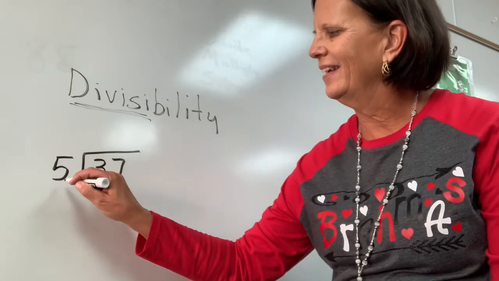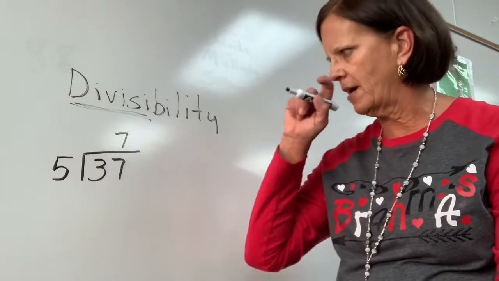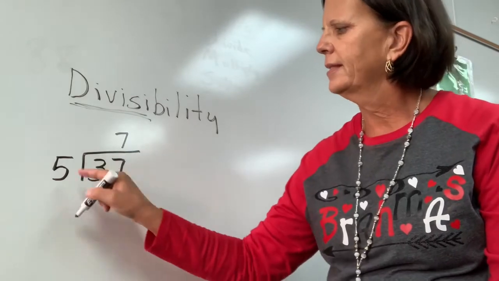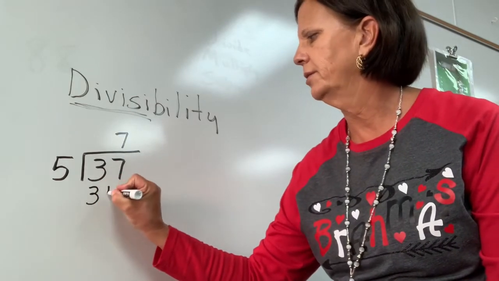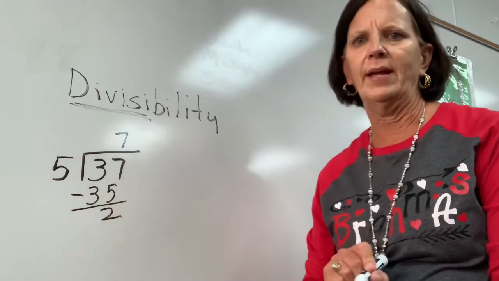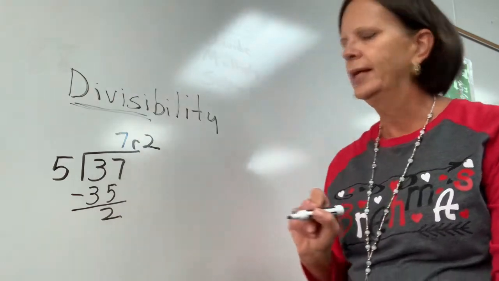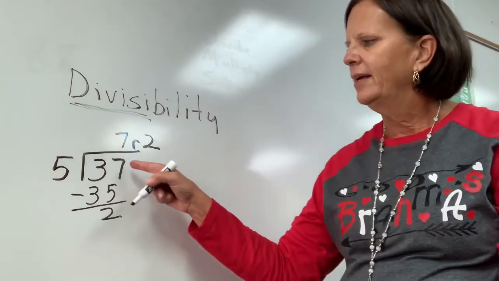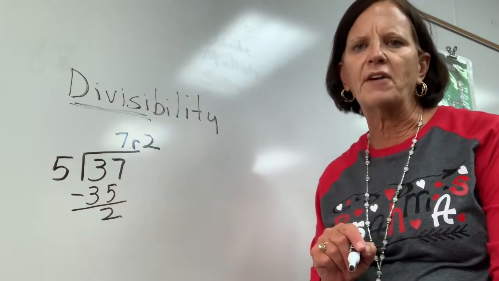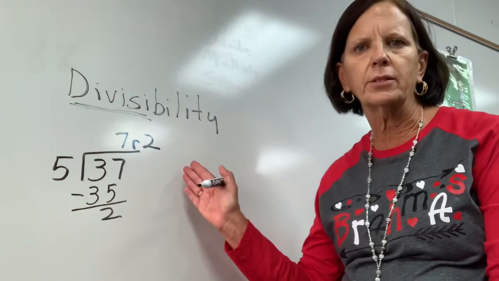I know that I can't get any groups of 5 out of 3, but I can get 7 groups of 5 out of 37. 7 times 5 is 35. Oh, but when I do this one, I have a remainder. I have a leftover, so I'm going to put remainder 2. So if I said, hey, is 37 divisible by 5? You would tell me no, and it's not, guys, because there's a remainder.